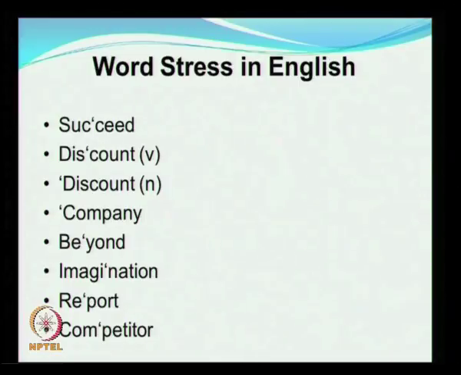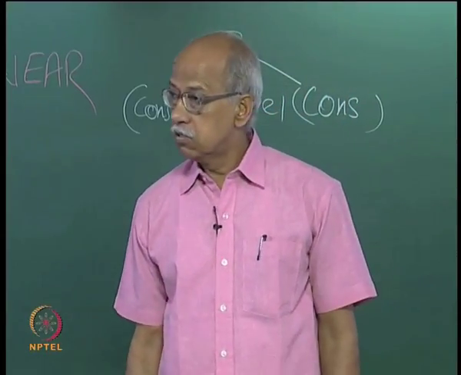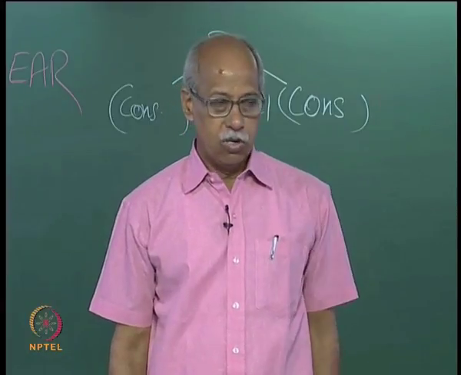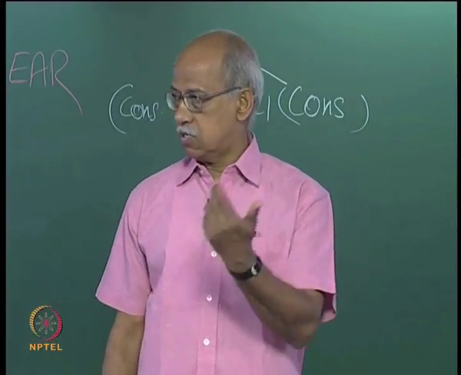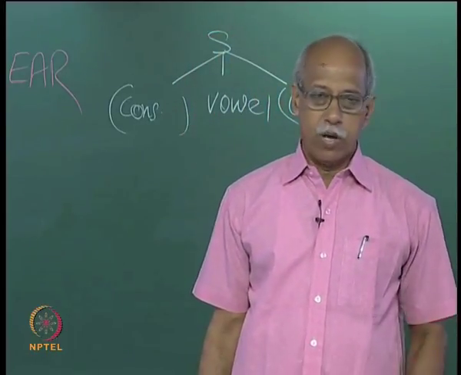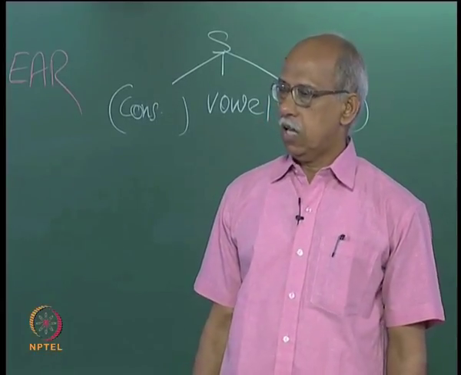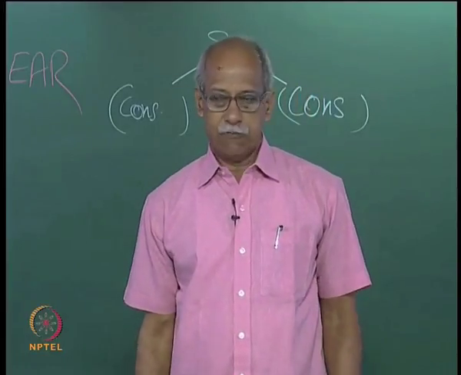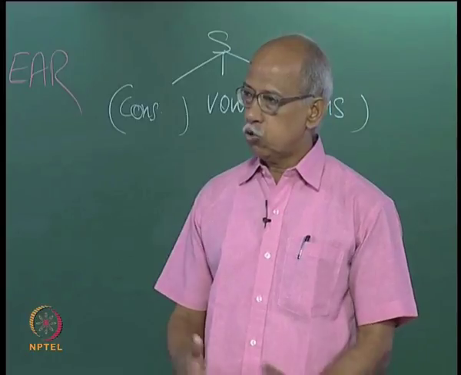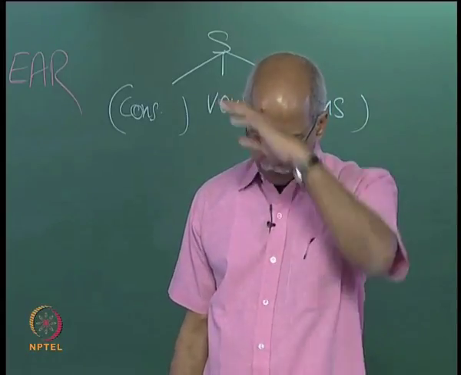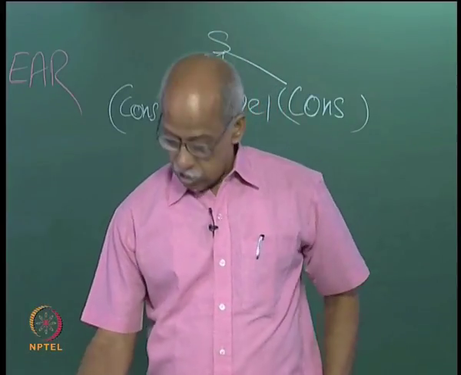Next? Discount. See, discount can have two kinds of stresses. It can be discount, okay, right, or it can be discount. There can be a discount store, or the store discounts some parts of its sales. When it is a verb, see, that is the peculiar thing in English. The same word can be pronounced differently as a verb, and when it is a noun, it has two different kinds of pronunciations. Okay? That is another challenge in English.